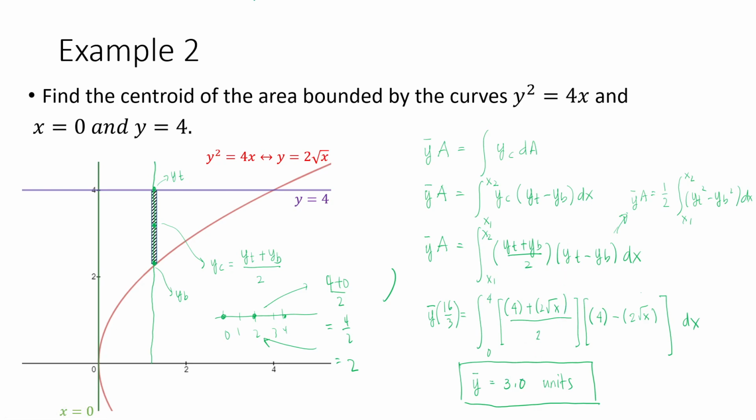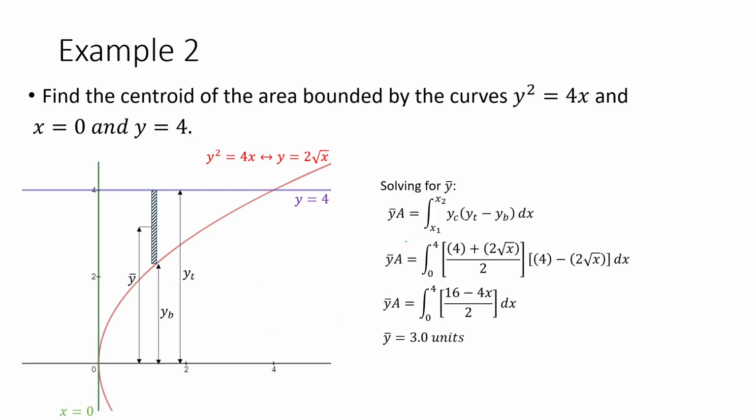Okay, and then try again to put the answer in this manner. Bar x and then bar y would be equal to 1.2 and then 3 as your final answer, since it's asking for the centroid. Okay, so this would be the answer. It's 3 units.